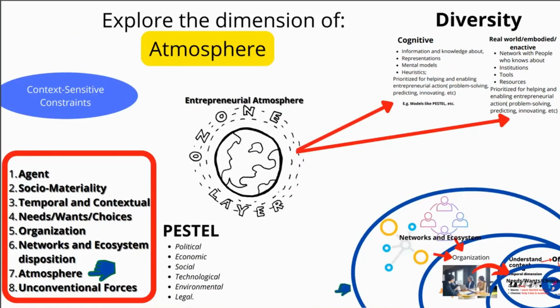The seventh exploratory dimension is atmosphere as a whole. This includes general features of the entrepreneurship atmosphere or environment. For example, those represented by models like PESTLE, etc., but not limited to that. The PESTLE includes exploratory dimensions of political, economic, socio-cultural, technological, legal, environmental systems and affordances. So here also, the entrepreneur must explore the cognitive and real-world action possibilities.